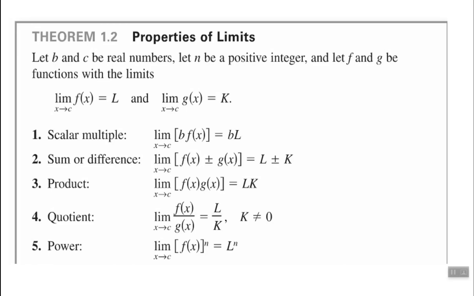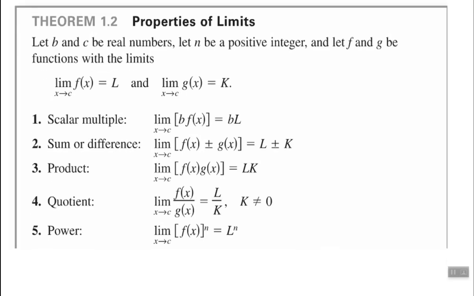capital K. So the scalar multiple rule: if we have the limit of some number b being multiplied times f of x as x approaches c, then we find the limit of the function and we multiply by that number b, whatever b was. Number two says if we're adding, we have the limit of f of x plus g of x, or the sum or difference of two functions as x approaches some number c, then we find the limit of each one of those functions as x approaches c, and then we add or subtract those results.